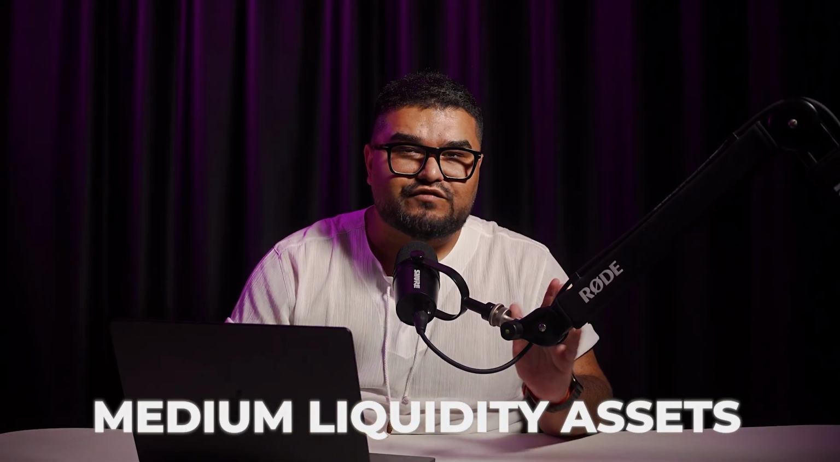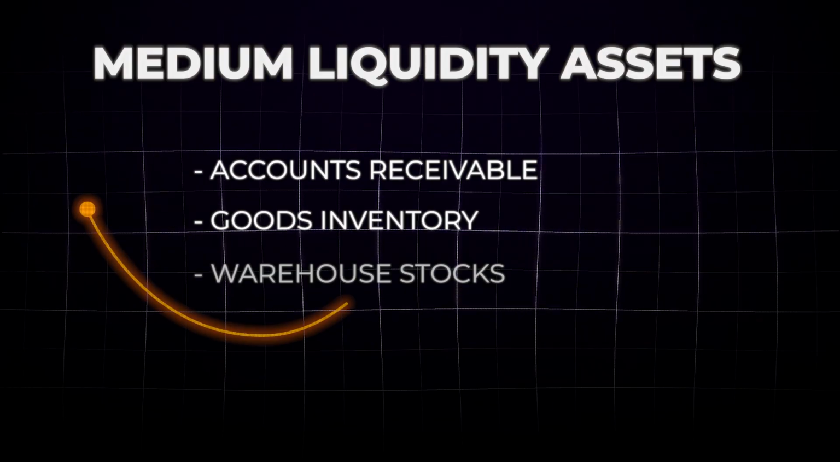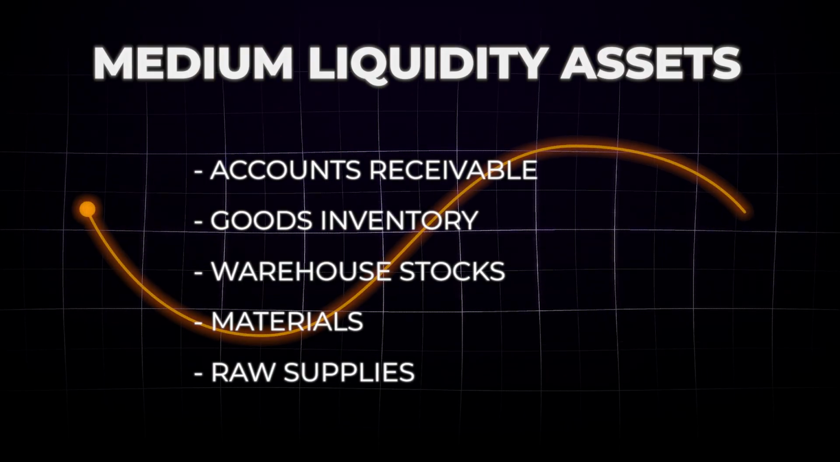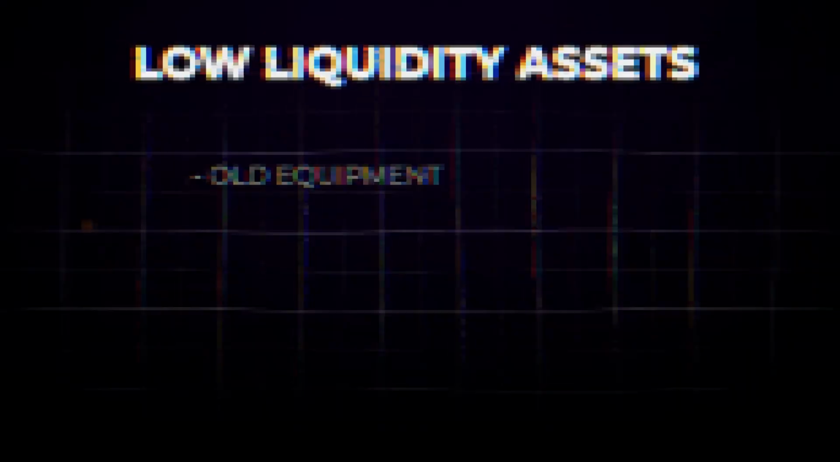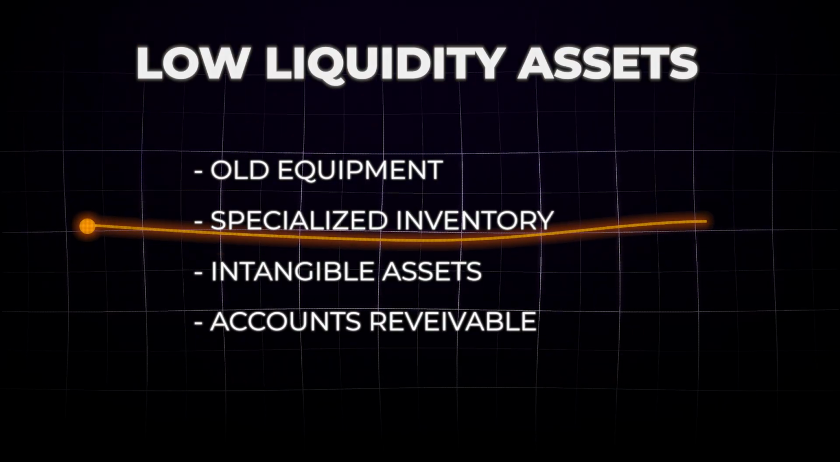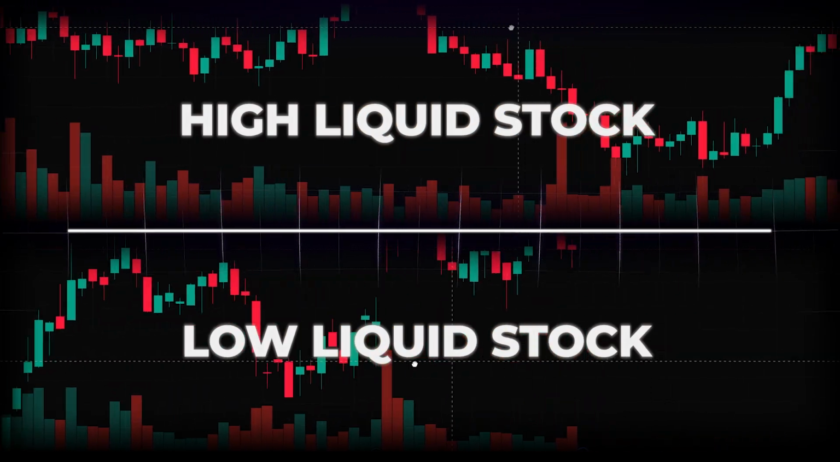Medium liquidity assets, for example, accounts receivable, people who owe you money, or goods ready for sale. They can usually be turned into cash within 1 to 6 months. And finally, low liquidity assets, things like old equipment, overdue debts, or real estate. Selling them is slow, difficult, and often requires lowering the price to find a buyer. In the market it's the same story. Some stocks are highly liquid, others are not.